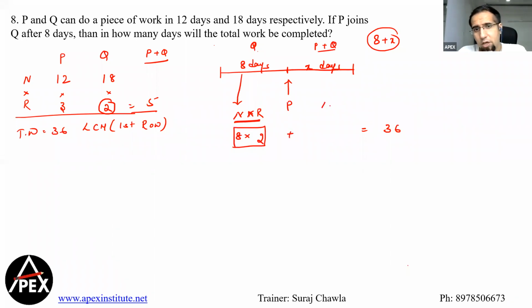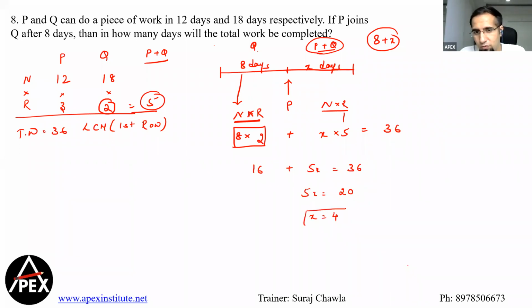Plus. Here also I would write N into R. P plus Q, okay? P plus Q in one day will complete 5 units of work. I do not know for how many days they are working. So what do I have here, guys? I have 16 plus 5x is equal to 36, or 5x is equal to 20, or the value of x is equal to 4.